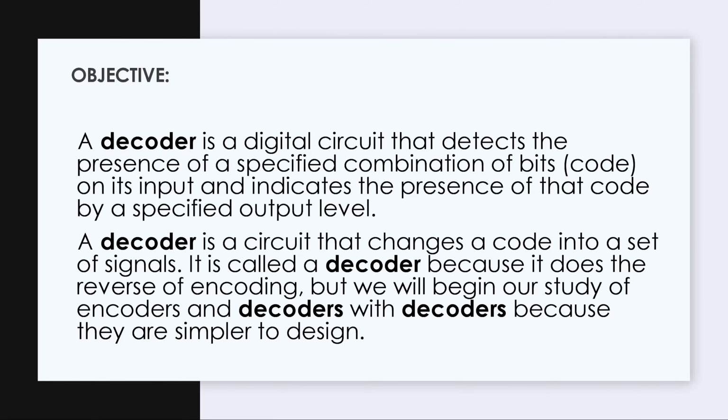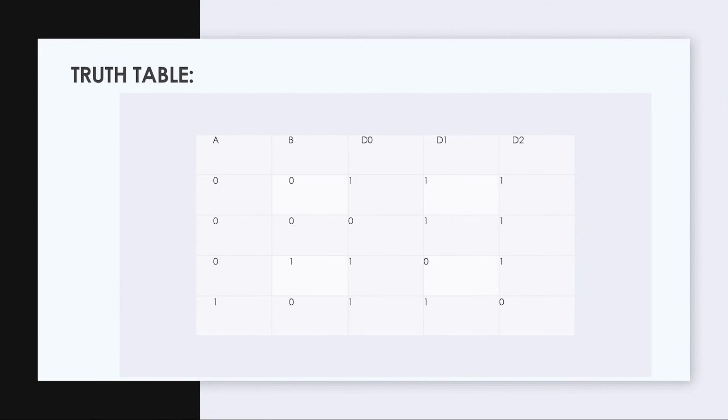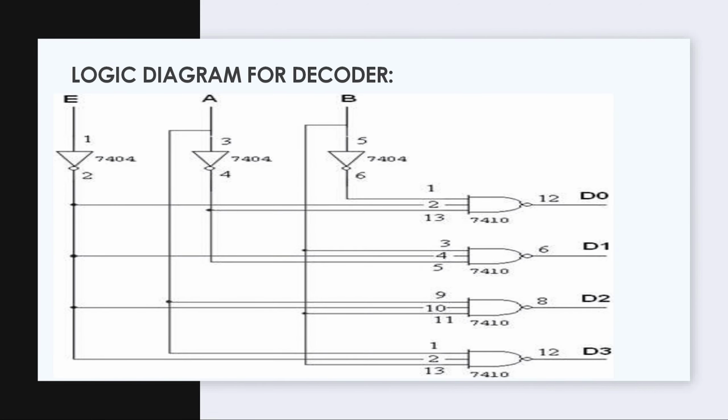Now we'll see the objective of a decoder. A decoder is a digital circuit that detects the presence of a specified combination of bits on its input and indicates the presence of that code by a specified output level. A decoder is a circuit that changes a code into a set of signals. It is called a decoder because it does the reverse of encoding, but we will begin our study of encoders and decoders with decoders because they are simpler to design. This is the truth table for a decoder, and this is the logic diagram for a decoder.